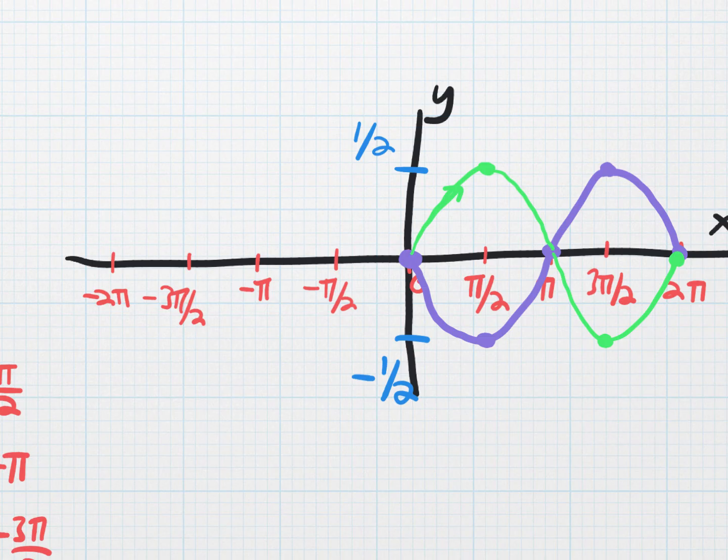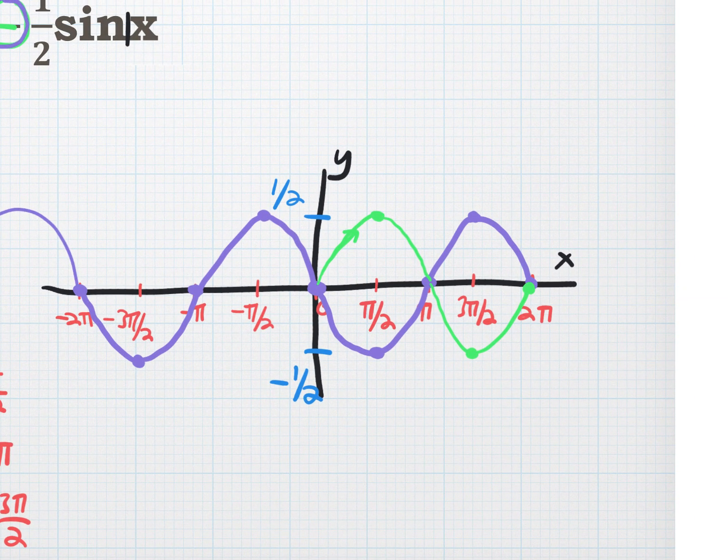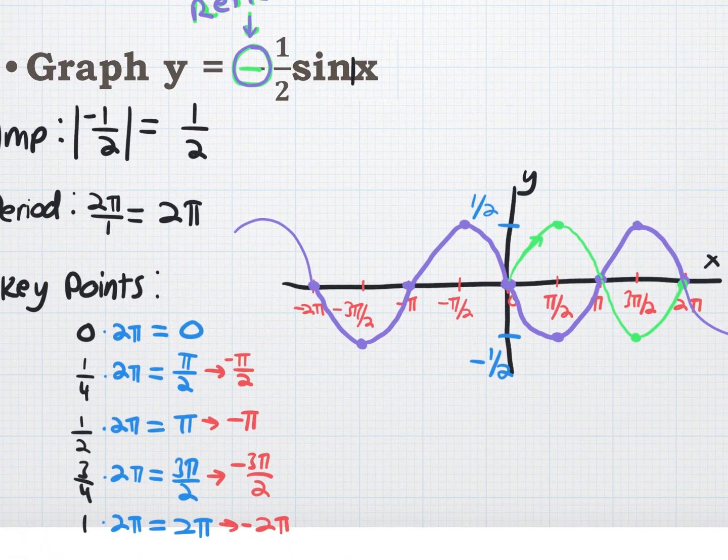You're going to go up to 1/2. So it's going to go up here, and then from there it's going to go back down, and then all the way back down, and then to the middle. So just connect the dots. It's going to be something like that, and then it's going to continue in both directions. So you can finish it off something like that. And then that's the graph of our function.